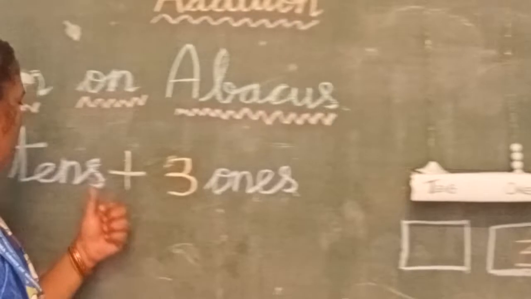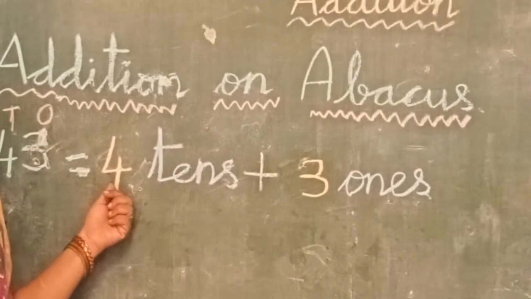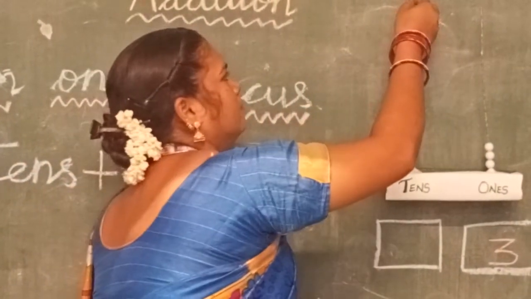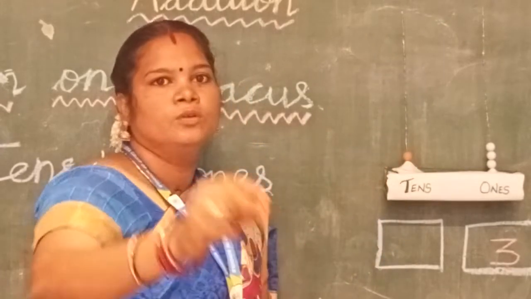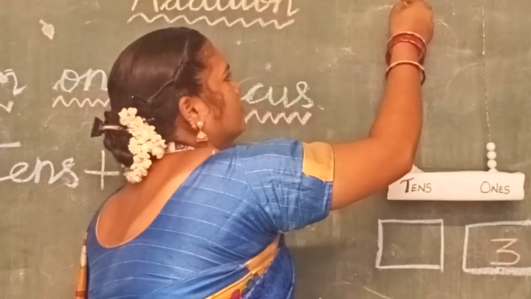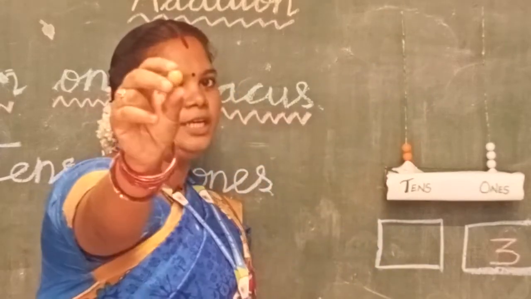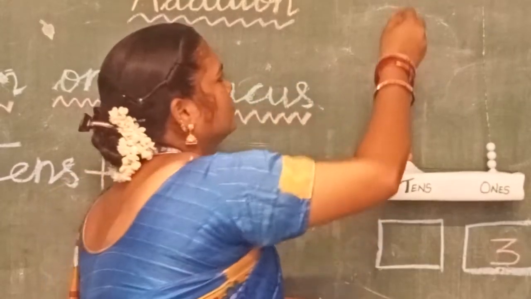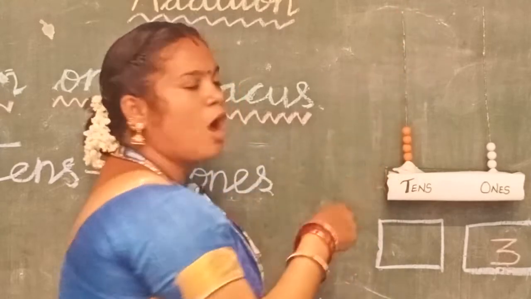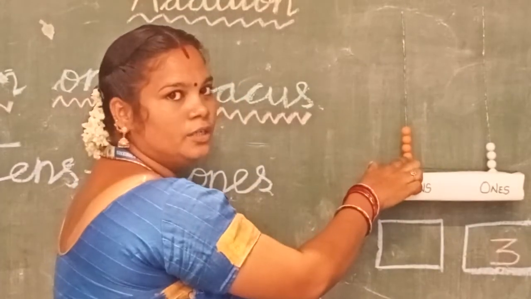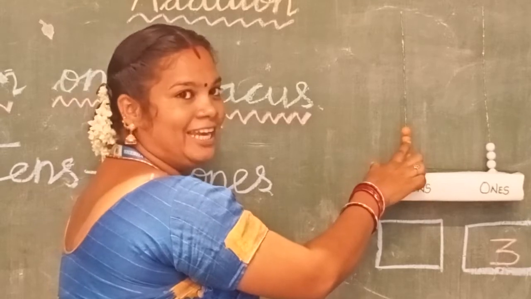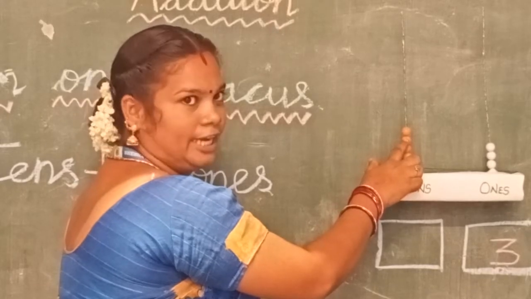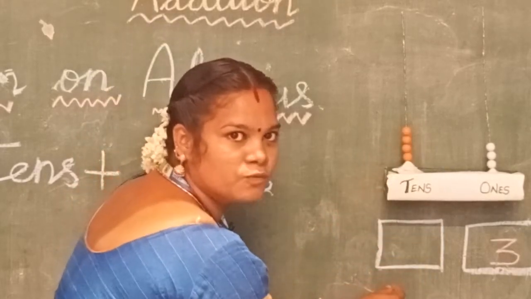Next, tens place. Tens place, what number? 4. You put the beads. 1, 2, 3, 4. Count the beads, children. 1, 2, 3, 4. Write in the box 4.